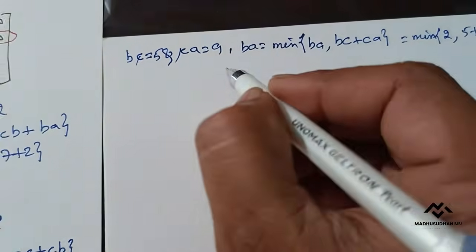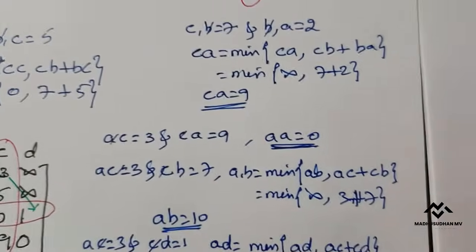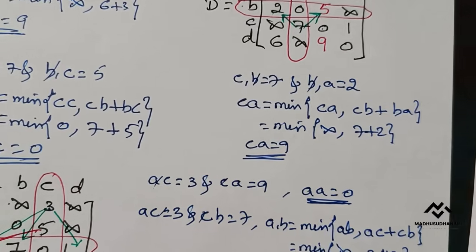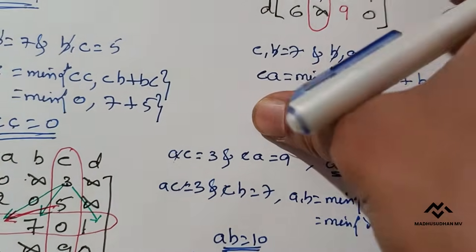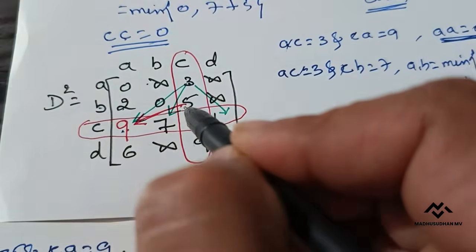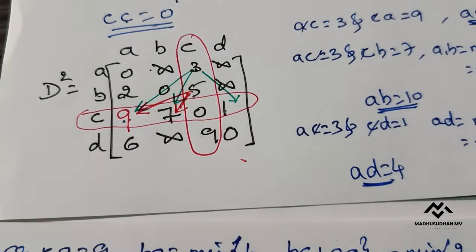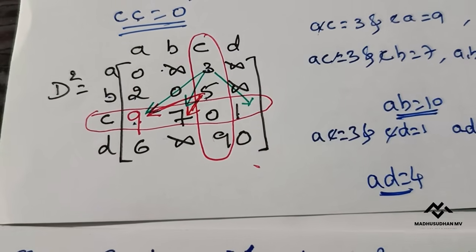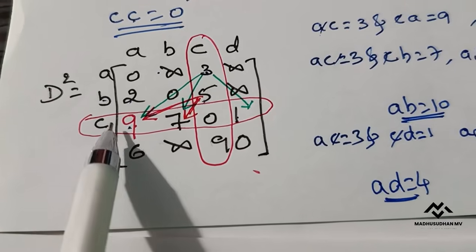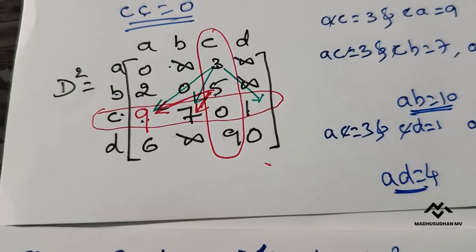So I got B to C. B to A is 2 only. So similarly, I need to check the next column value, the same column value with the next row value. If you observe, now I need to compare what? This same column value I need to compare with this row value. So now B to C is equal to 5, and the next row value is C to B, 7. C to B is equal to 7.